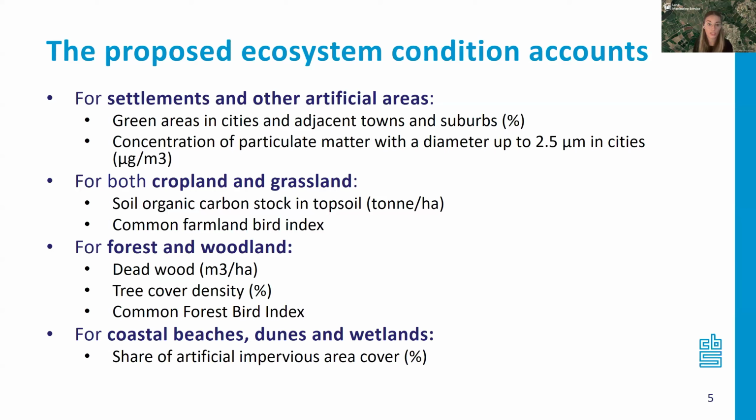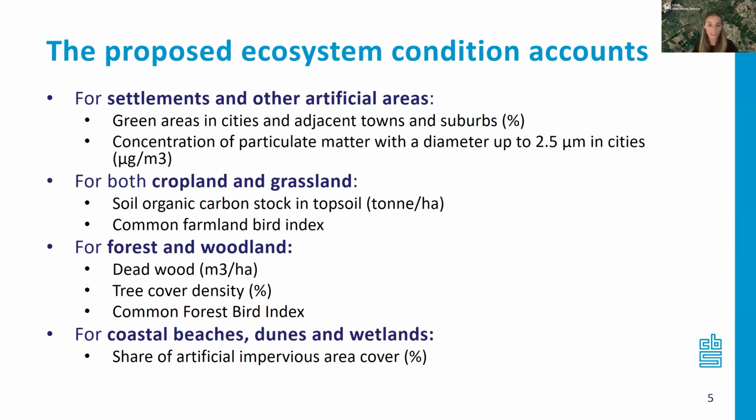For both cropland and grassland, soil organic carbon stock in topsoil and the common farmland bird index will be measured. Then for forest and woodland, we actually have 3 indicators. So there will be dead wood, tree cover density, the common forest bird index, and that's all of them. And then finally for coastal beaches, dunes, and wetlands, we have the share of artificial impervious area cover.